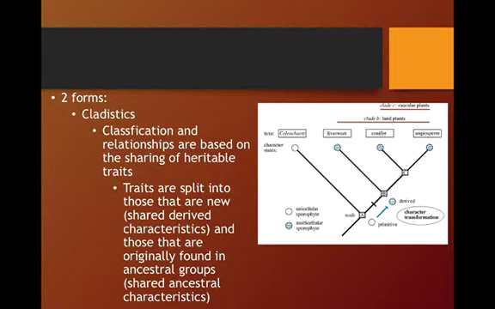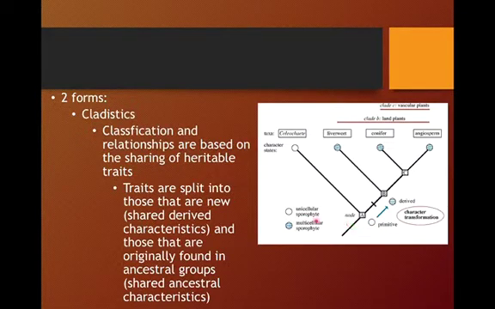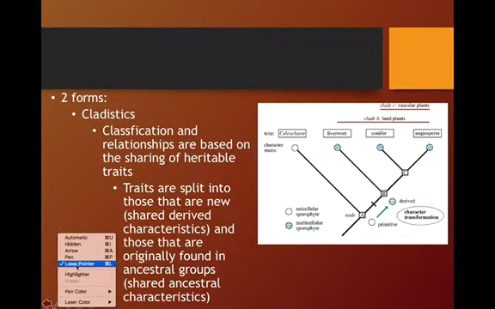Okay, we have two forms. We have cladistics. This is where classification and relationships are based on shared heritable traits. Traits are split into those that are new versus those that are found in original groups. So in this case, we're looking at this whole concept of a unicellular sporophyte versus a multicellular sporophyte in plants. Okay, so we have this common ancestor and then it derives differently as we go up through there.